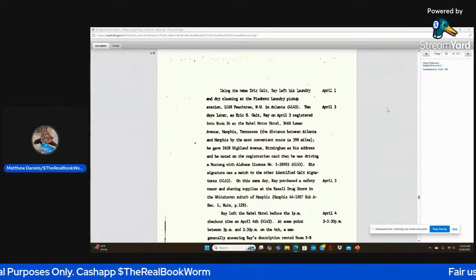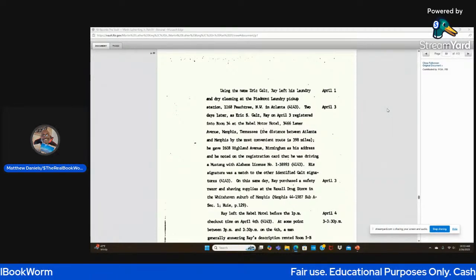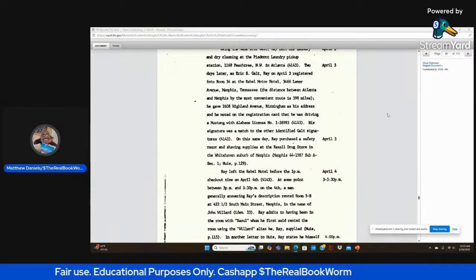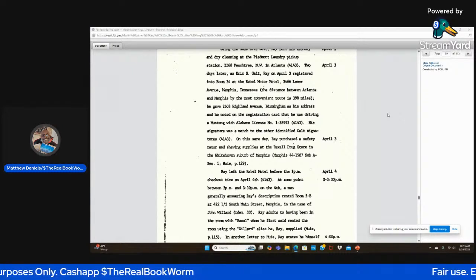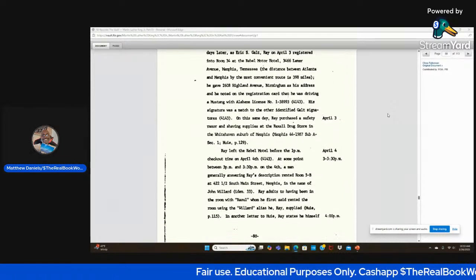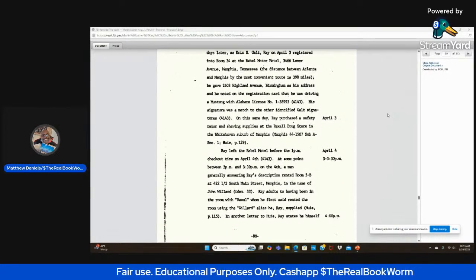The distance between Atlanta and Memphis by the most convenient route is 398 miles. He gave 2608 Highland Avenue, Birmingham as his address, and he noted on the registration card that he was driving a Mustang with Alabama license. His signature was a match to the other identified Galt signatures.